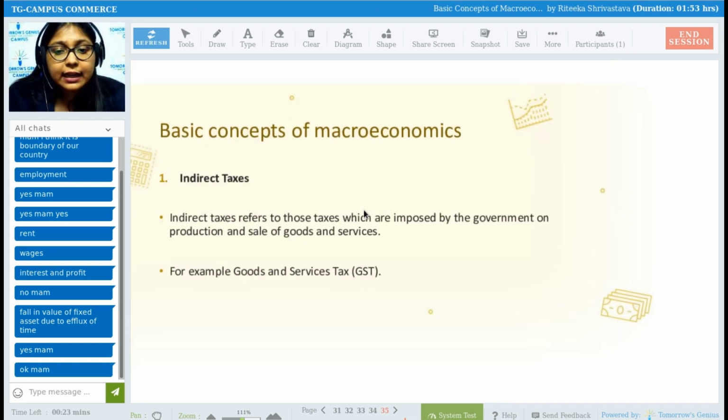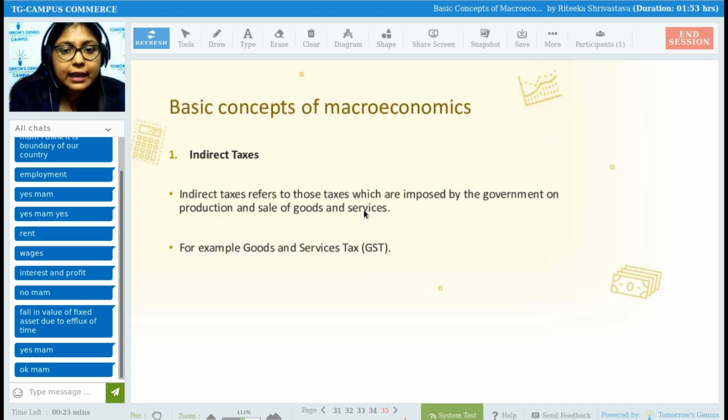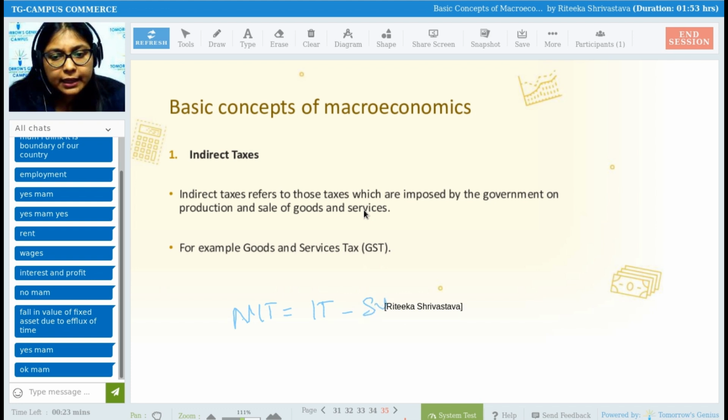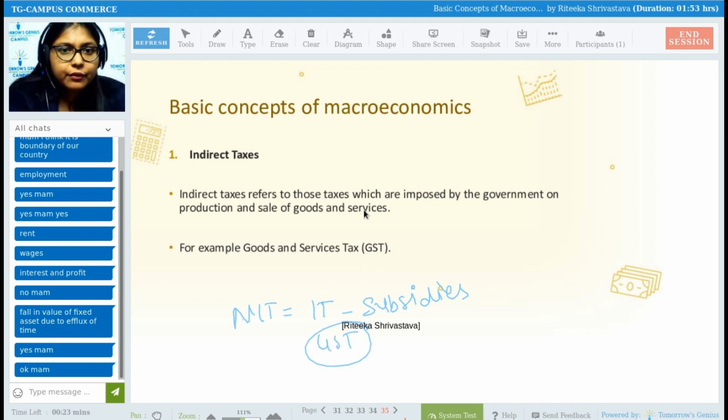Now indirect tax. So as we said, net indirect tax or NIT is equal to IT minus subsidies. IT is nothing but indirect tax, which is also called GST. So let us first understand what is indirect tax.